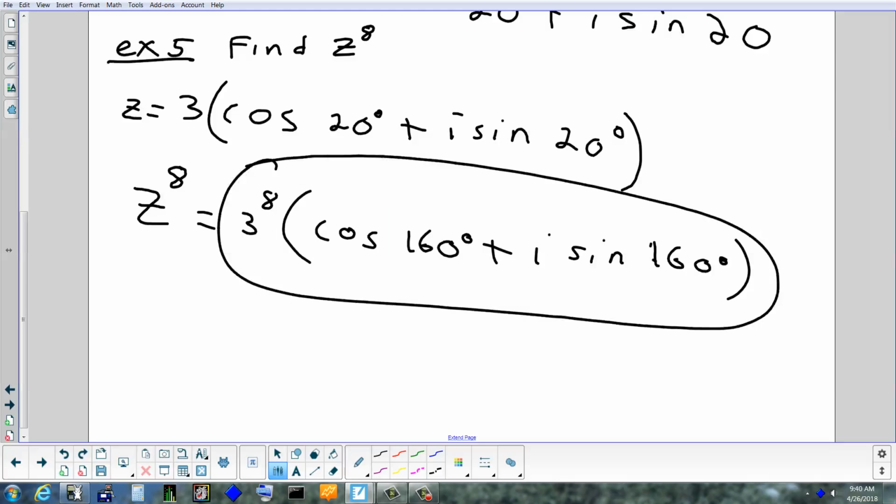And that's it. Any questions on De Moivre's theorem? Okay, so 3 very nice formulas to multiply, divide, and raise to a power, as long as you're okay with using polar.